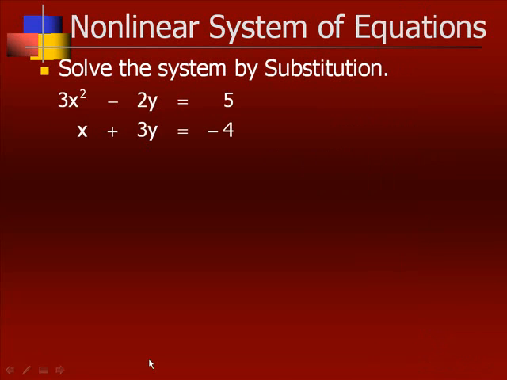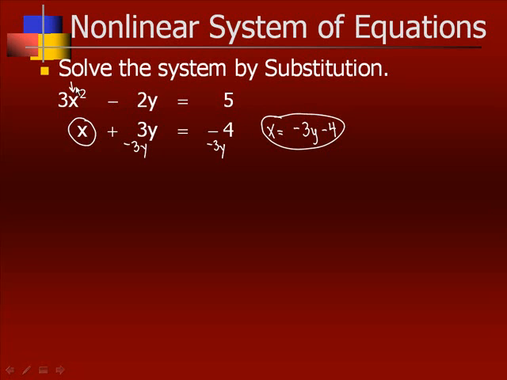The only requirement in substitution is that you get an x or a y on one side by itself. There's an x squared. This is a negative 2y. This looks like a good one because there's nothing with that x. So what we're going to do is subtract 3y from both sides, and we get x equals negative 3y minus 4. This is what we're going to use for the substitution.